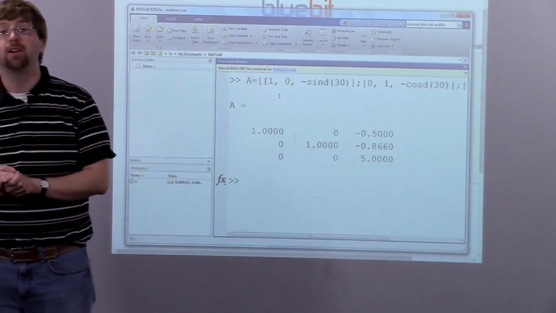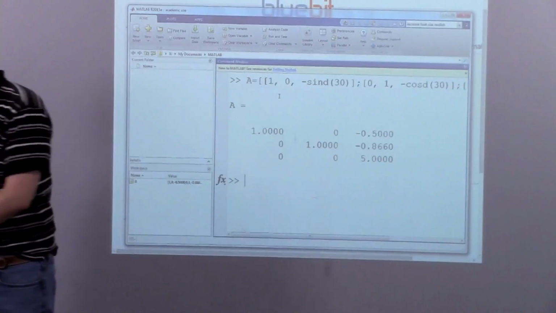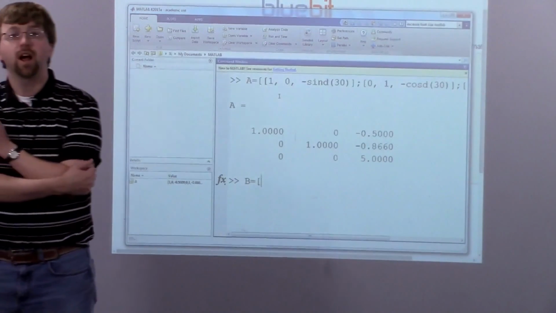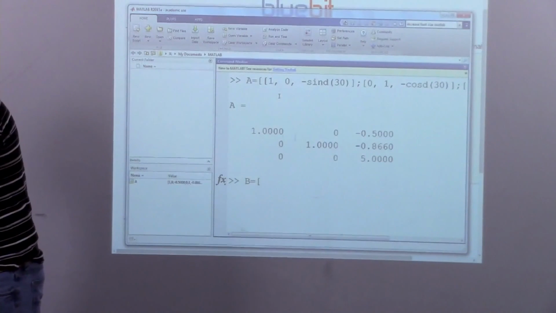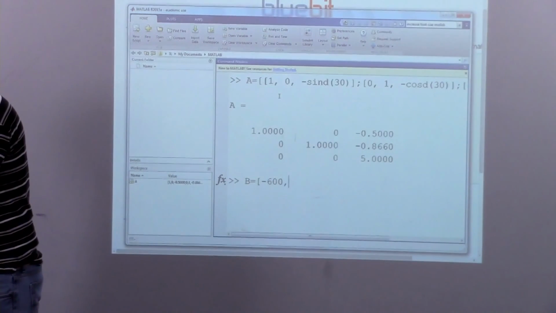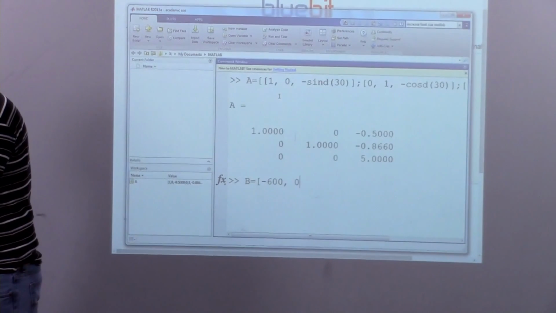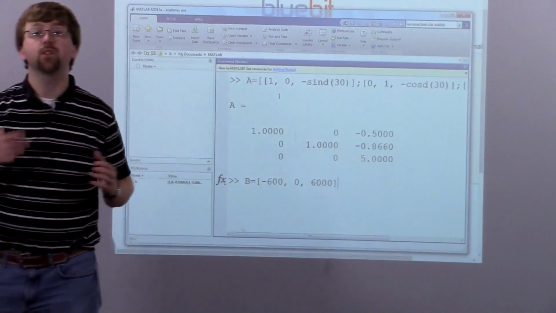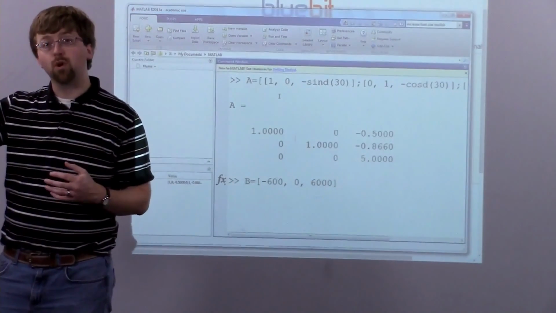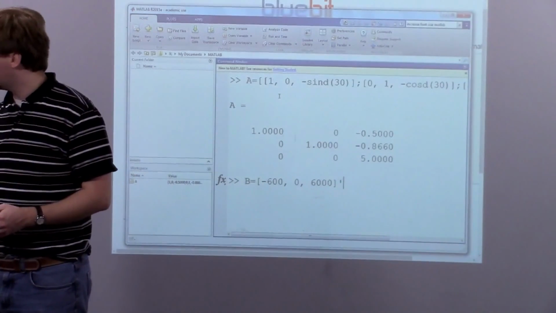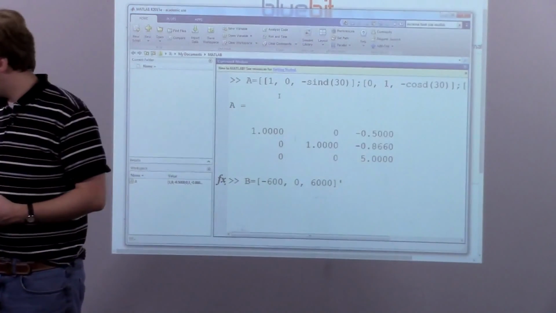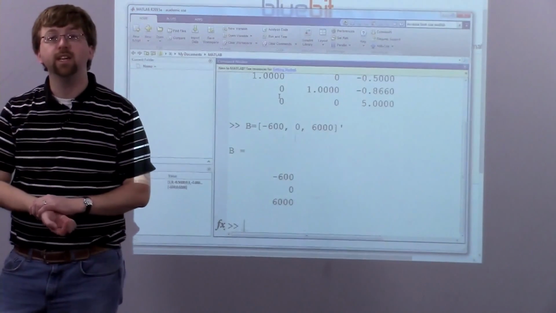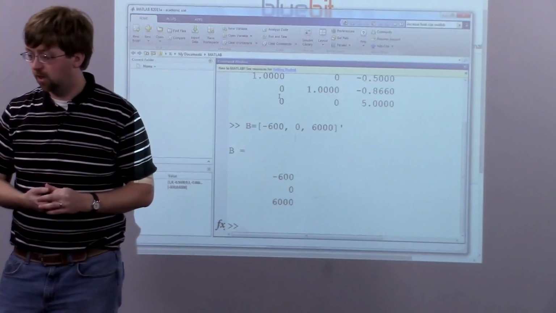So now let's do the B matrix. And the B matrix, the easiest way to do this is, I'm going to say B is equal to opening bracket, and it's going to be negative 600, 0, 6,000. But I want this whole thing to be vertical, and to switch this one row into one column, I'm going to use the single quotation mark that's the transpose of that matrix or vector. So now I see I have B set up exactly like I had it in my equation.